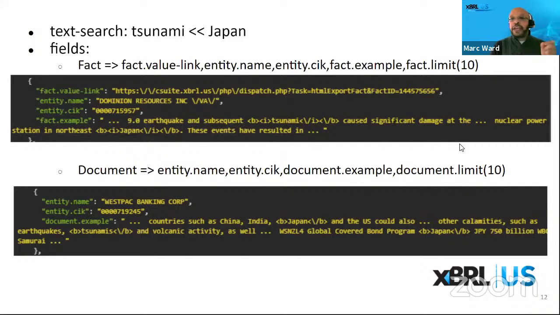Anyway, as I was saying, you have the fact example that returns, and then you also have the highlighted text, which returns the entire value or the entire document content with your search terms highlighted. So you can take those fields, put them into a browser, and display them nicely.